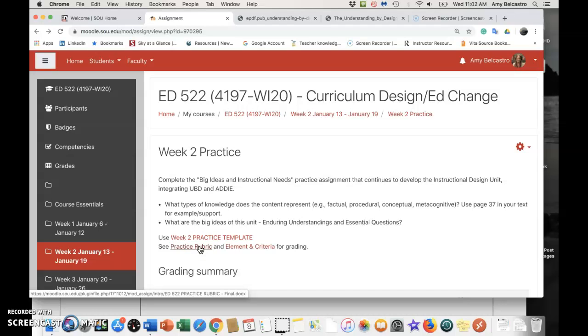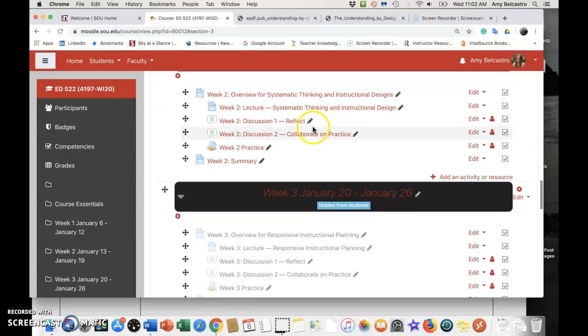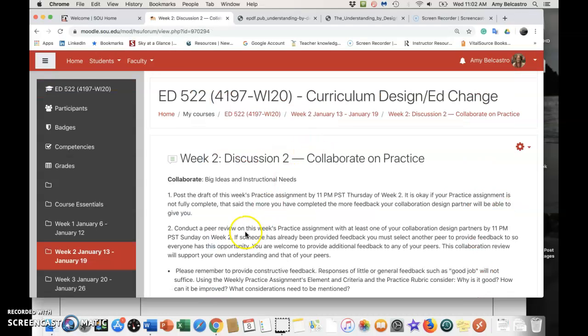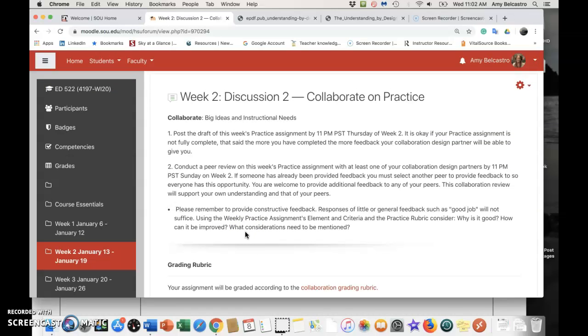This week, we will also be conducting our first collaboration on practice. So you'll be asked to post a draft. And when I say draft, this is a work in progress. The further along you are, the more feedback you will receive. So whatever you have completed, please post that by 11 o'clock on Thursday. And you will be asked then to conduct a peer review of at least one of your colleagues' designs.